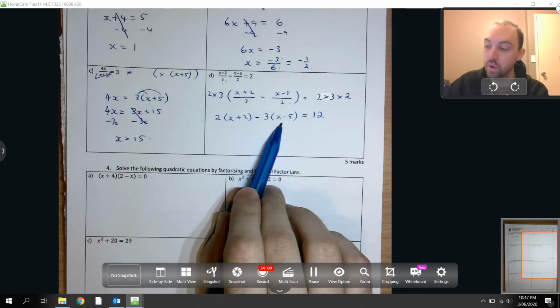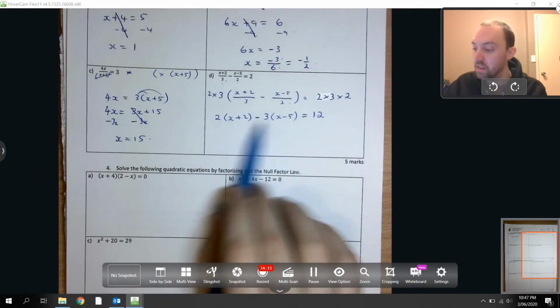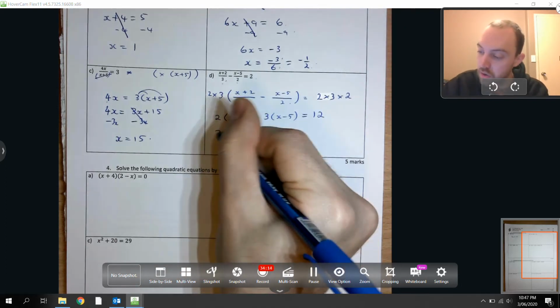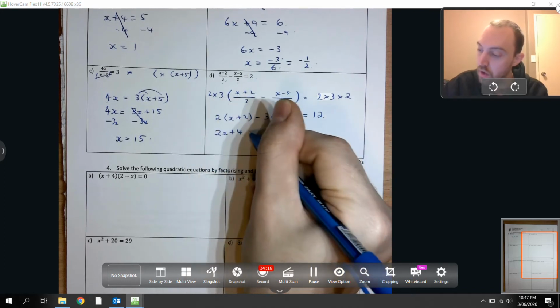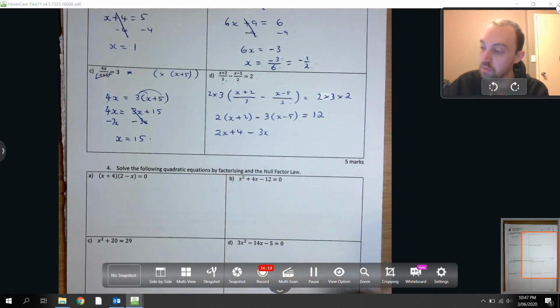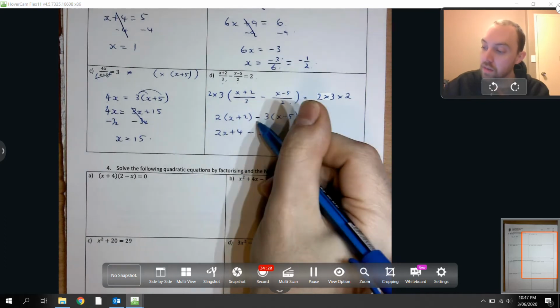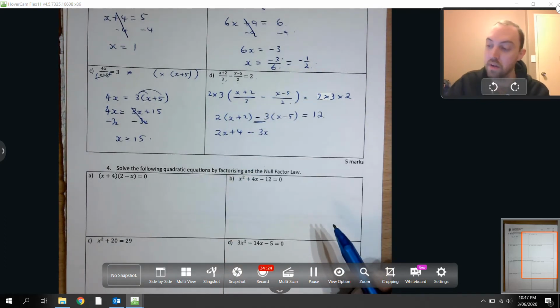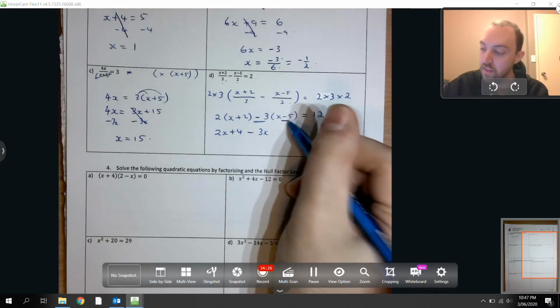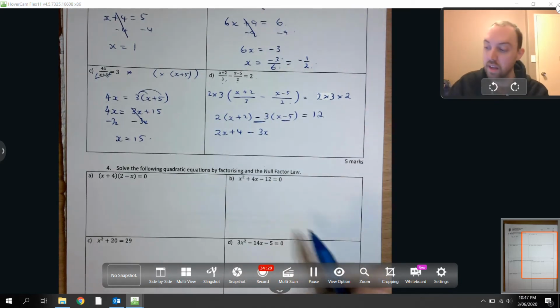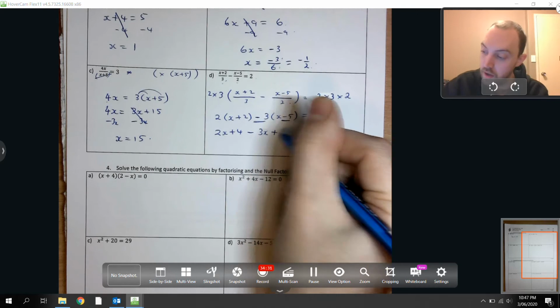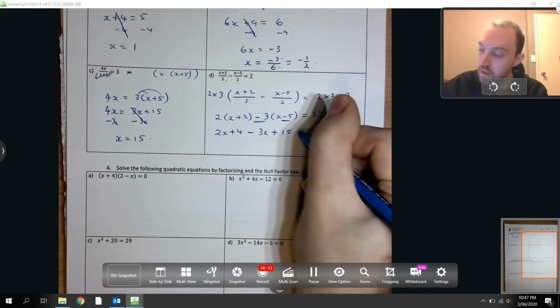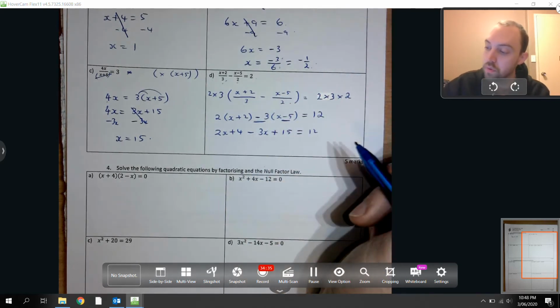X's are in 2 locations. There's no easier way, so I need to expand. 2x plus 4, take 3x, and here's where one of your mistakes comes up. If you're multiplying that term, you need to make sure you consider the sign, and the sign inside that bracket is negative. 3 times negative 5 gives me positive 15.